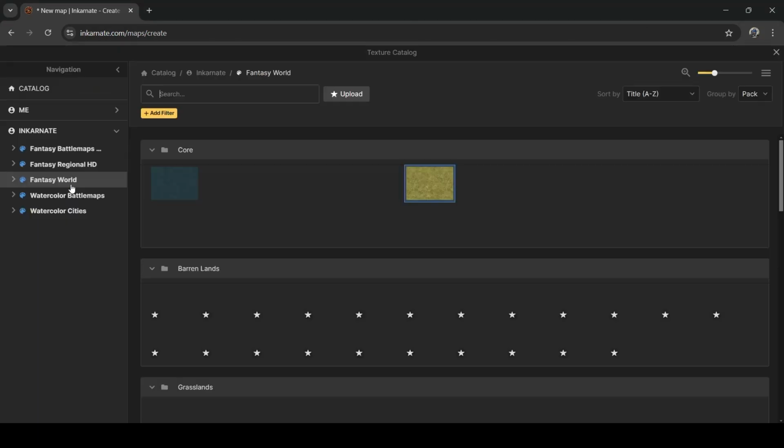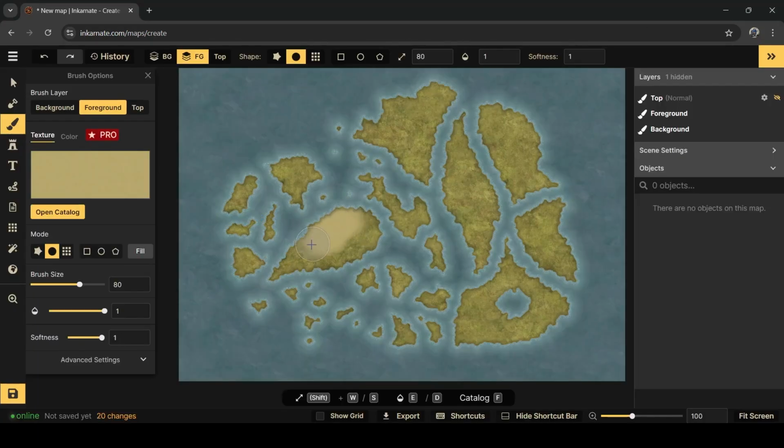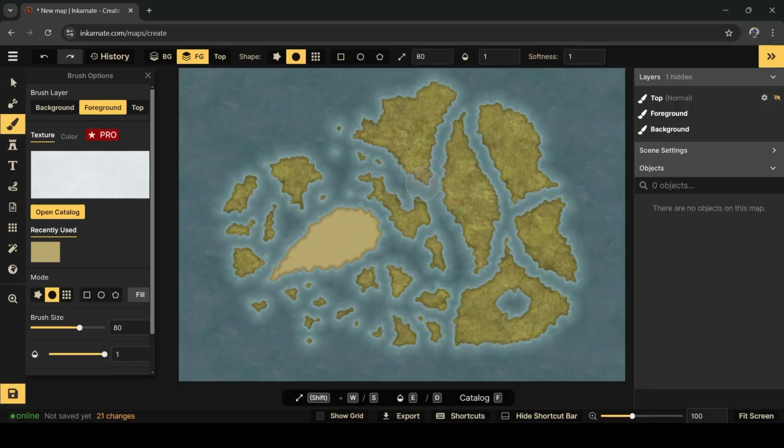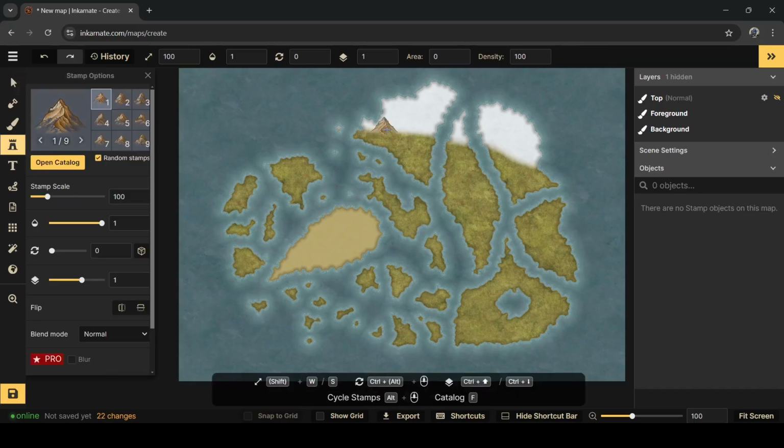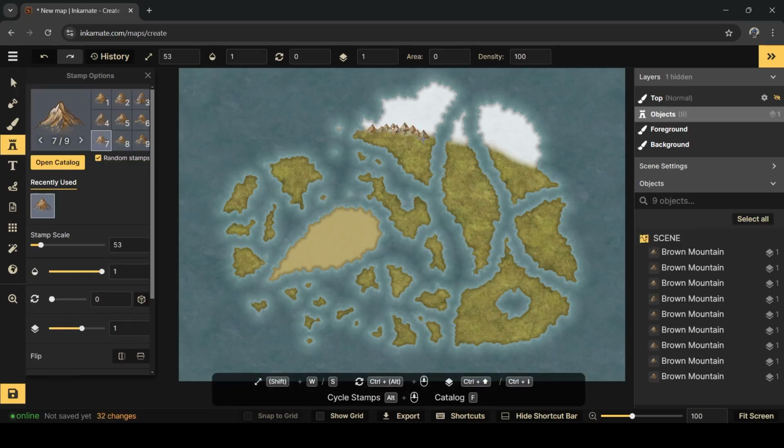Now that we have the foundation, it's time to breathe life into your world with biomes and natural landmarks. Geography isn't just about drawing land. It's also about deciding where life thrives and where it struggles to survive. Biomes like deserts, forests, tundras, and plains all contribute to the feel of your world.